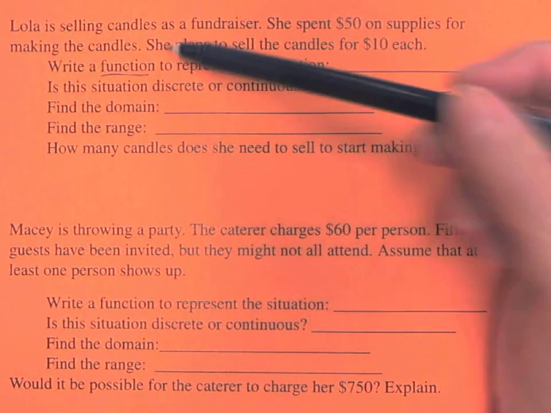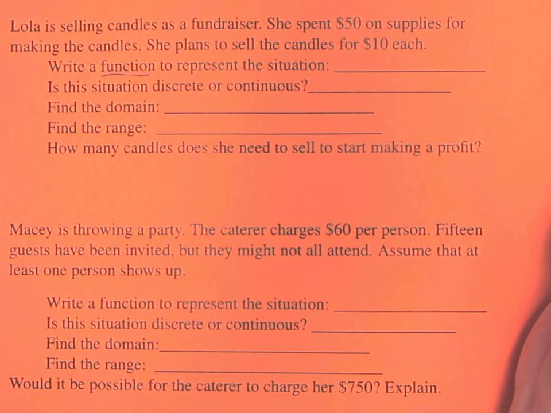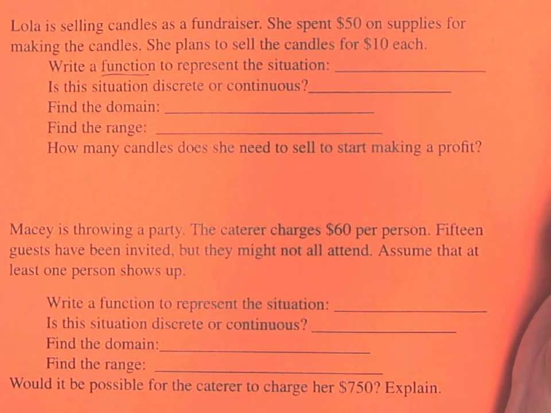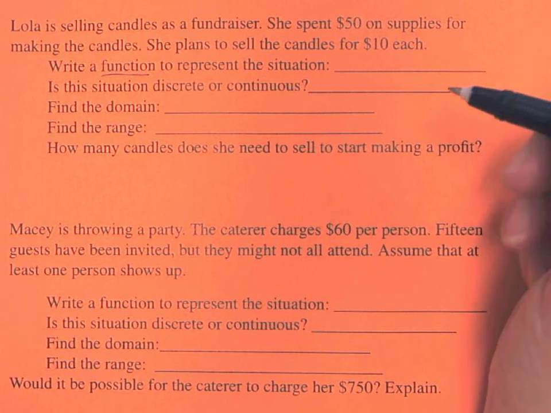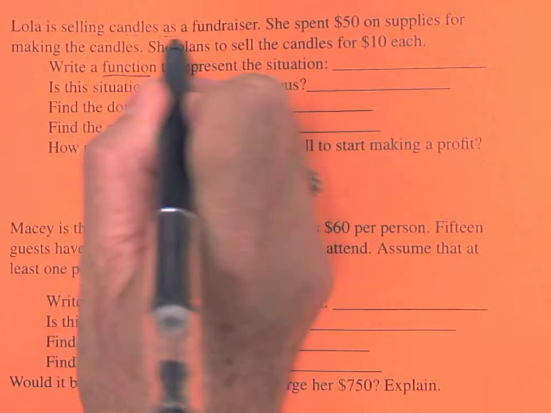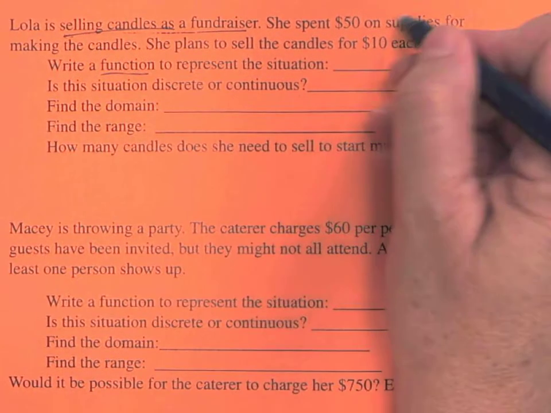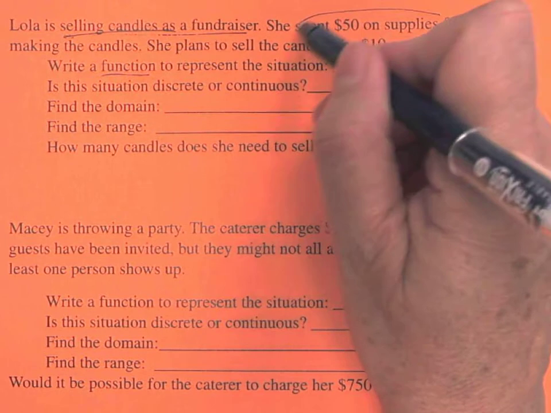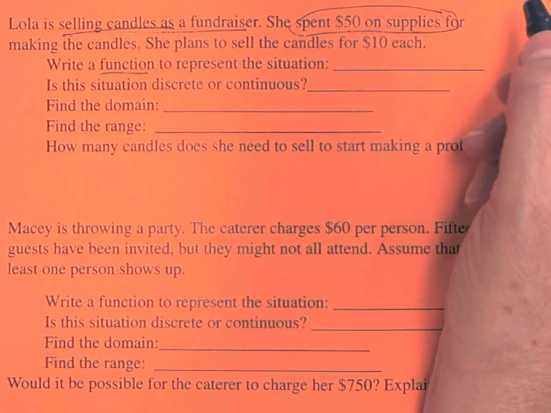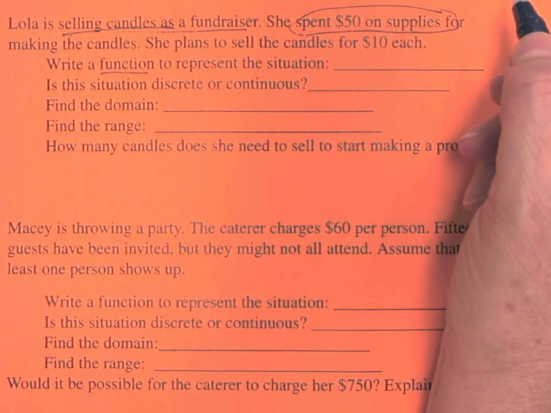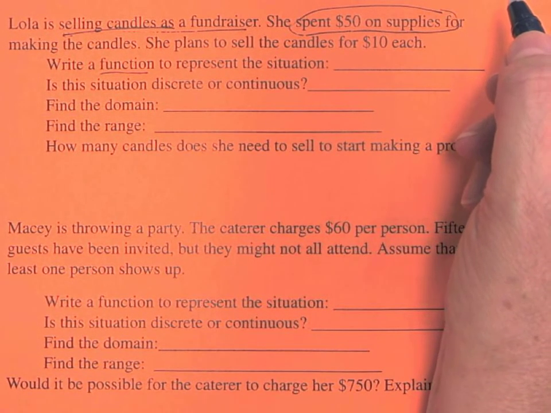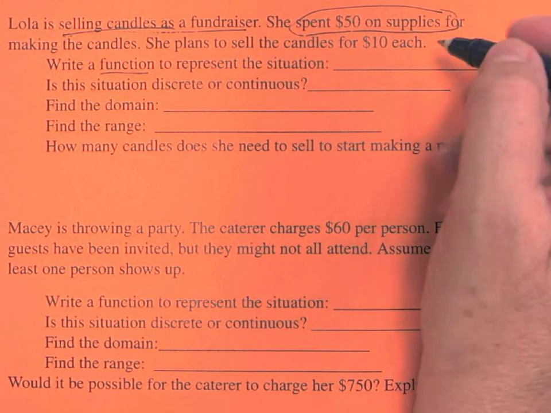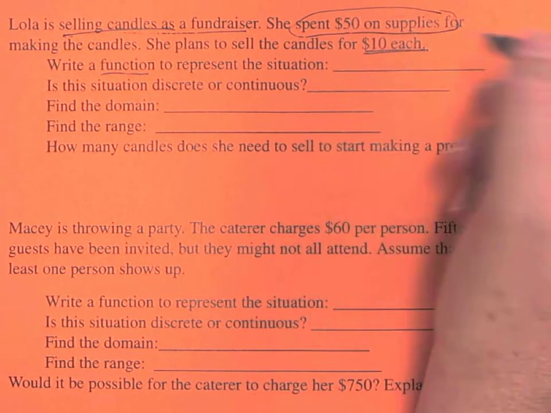Now, this says function. We haven't learned function notation yet. We will tomorrow. But for today, let's just write it as a y equals. Okay, she's selling candles as a fundraiser. She spent $50 on supplies. So she's kind of at a negative 50 right now because that's how much she spent on supplies. She plans to sell the candles for $10 each.